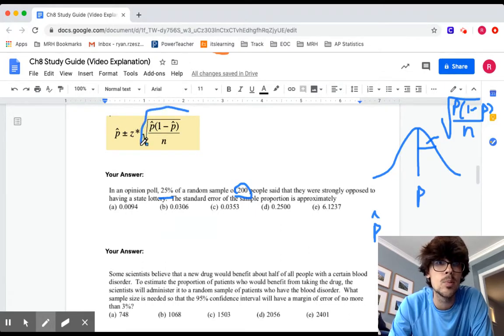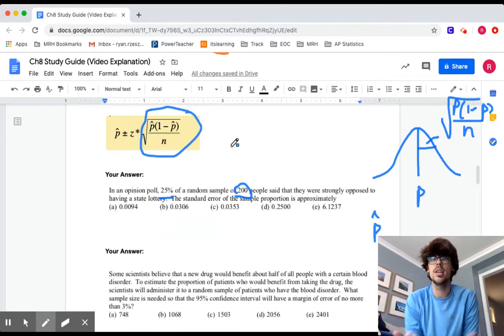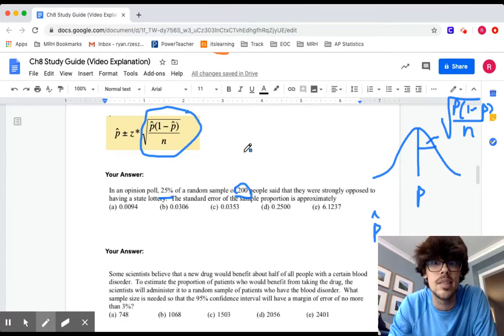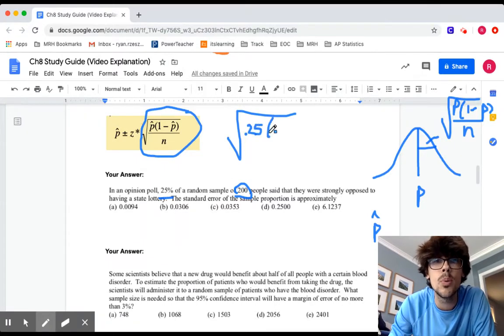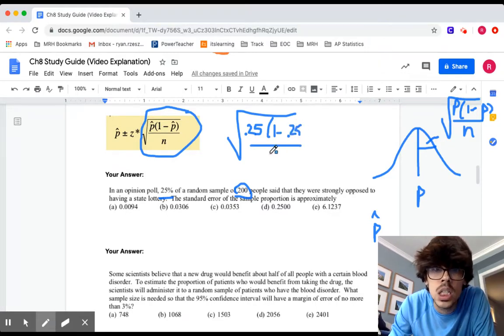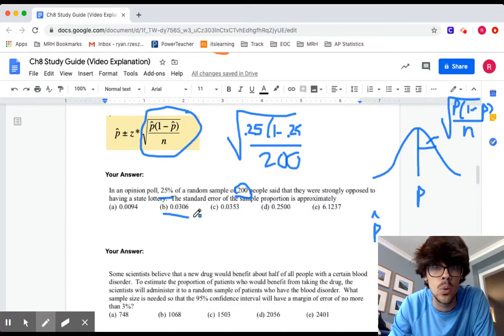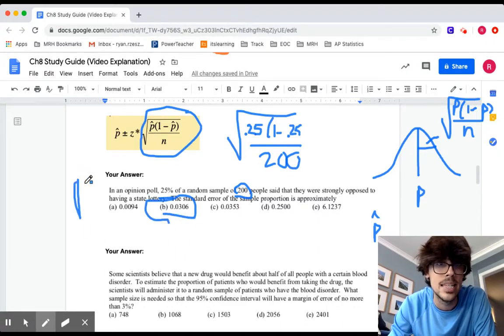So what they're asking for in this problem, sometimes it's difficult just to figure out what they even want. They just want the circled guy for this problem. That circled thing is the standard error of the sample proportion. It's really easy once you figure out what they want. My sample proportion was 0.25, so I'd do 0.25 times (1 minus 0.25), and divide by my sample size, which is 200, and take the square root. If you type that into the calculator, you should get a standard error of 0.0306, which is choice B.